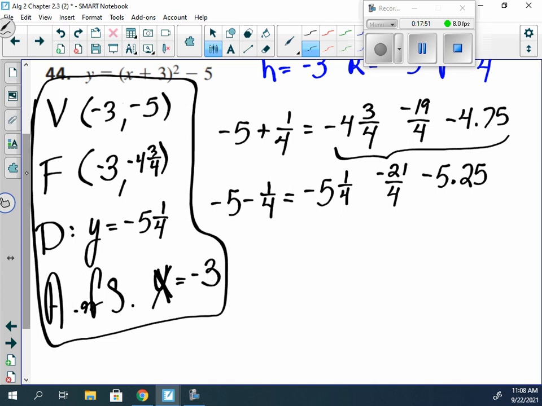Questions on this here? So there are, I believe, two more, 45 and 46, yes? Or is there one of those that you want to look at, or do y'all feel good with these here?